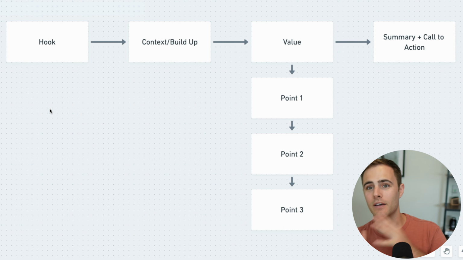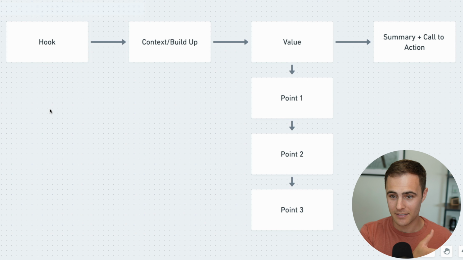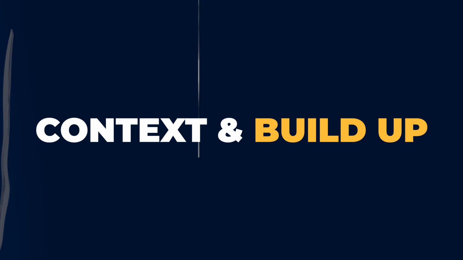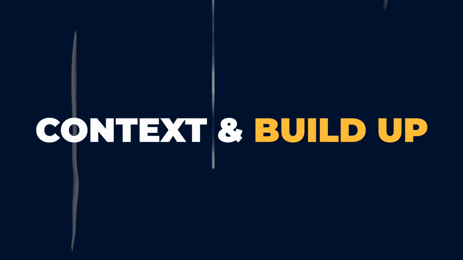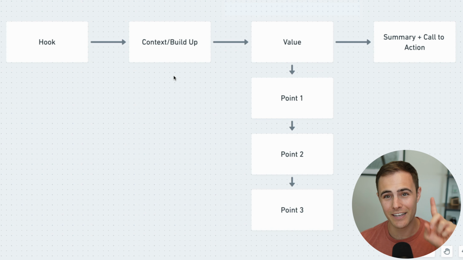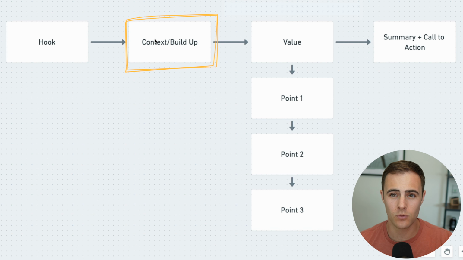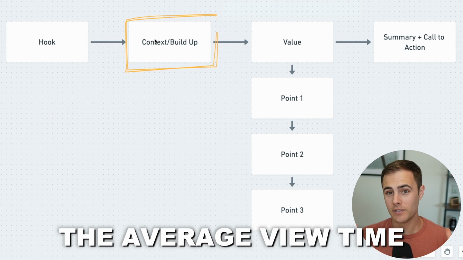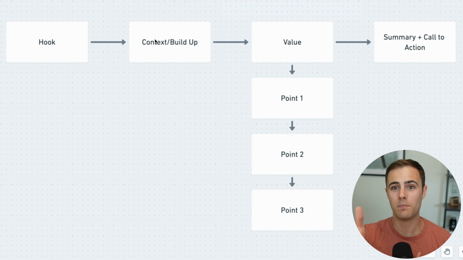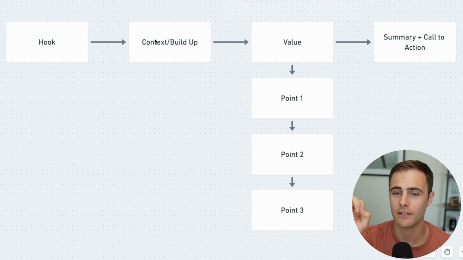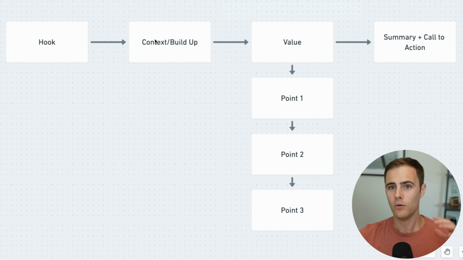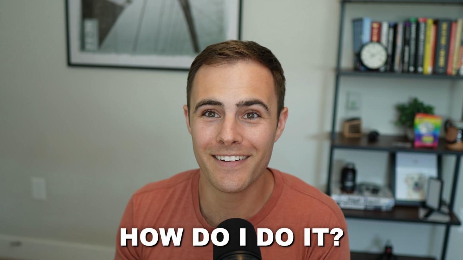Once we've done that, we then want to create context, okay? So that's what we've got here, context and build up. And the reason we do this before going straight into value is just by adding a short little bit here that explains the why or tells a little brief story, it increases the average view time of your piece of content because people are waiting for the value. They hear, oh, here's how to get 5 clients in 5 days doing this. Oh, tell me more. So we kind of lead on with this story and the anticipation grows, right? The anticipation grows because we want to know, well, how do I do it, right?